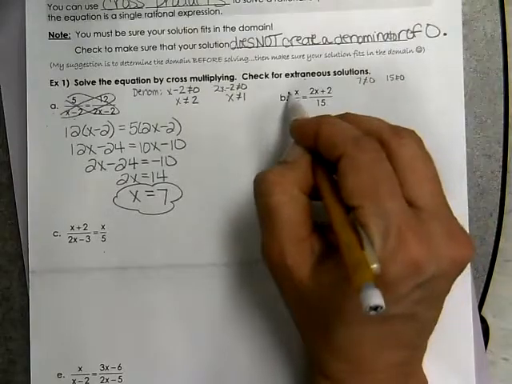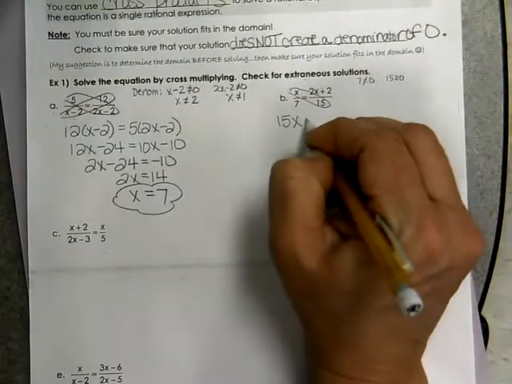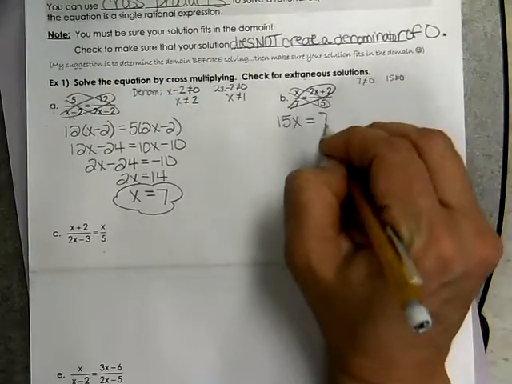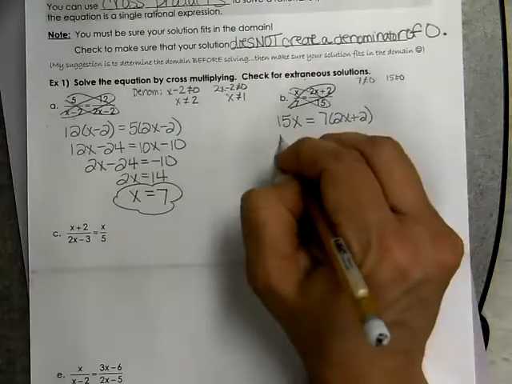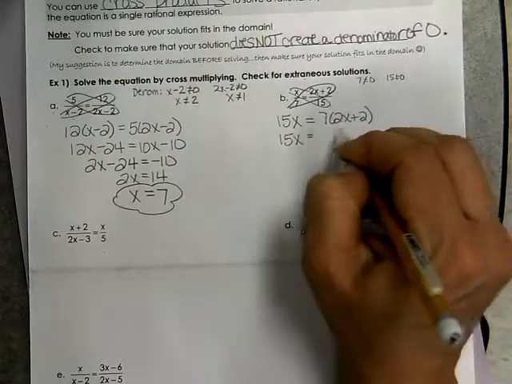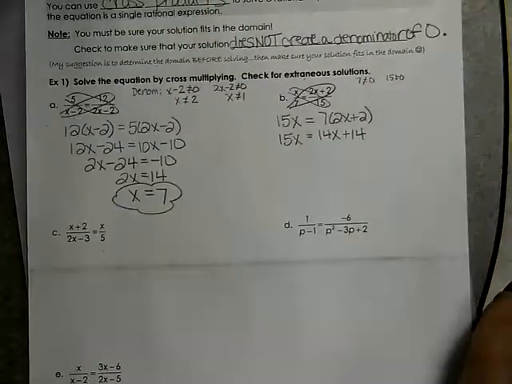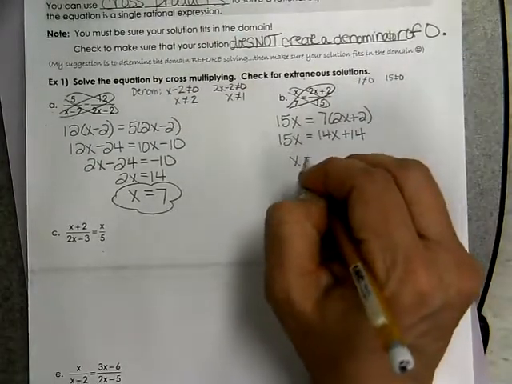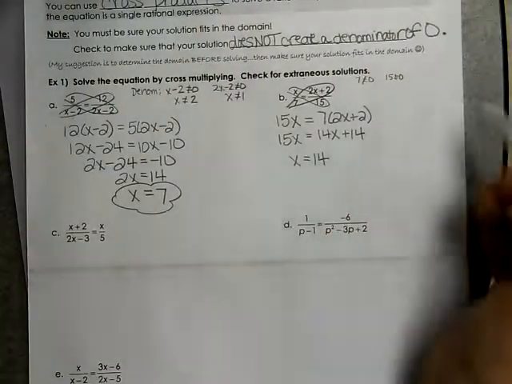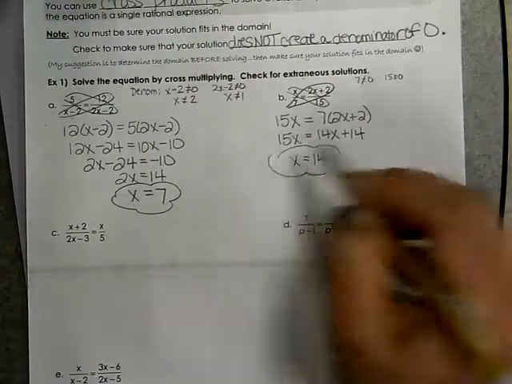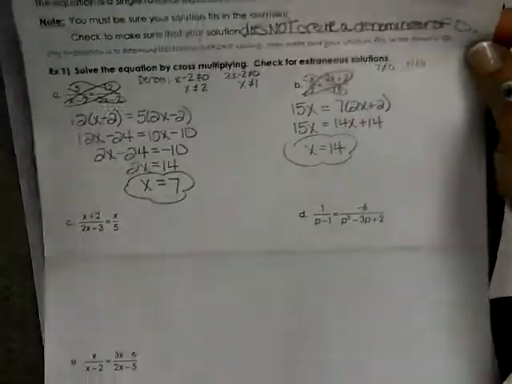So let's multiply. I'll multiply x times 15, set that equal to 7 times the quantity 2x plus 2, and then we can go to town. 15x equals 14x plus 14 when I distribute. I subtract 14x. I get that x is 14. Again, our domain was all real numbers, so x equals 14 is great. See, this is a great lesson.